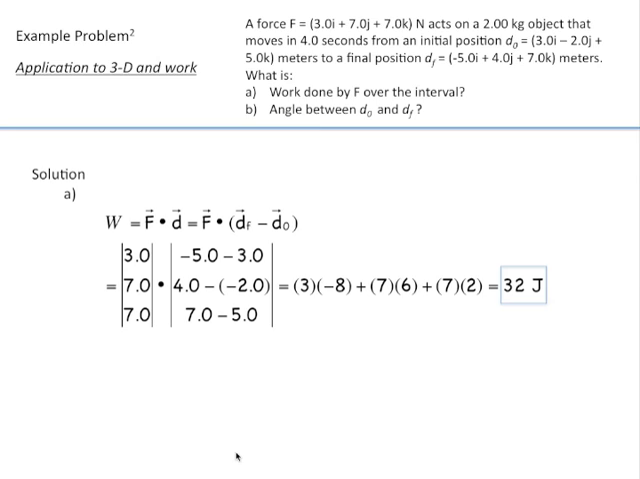Note that the displacement vector d equals d final minus d initial, or negative 5 minus 3 i meters, 4 minus 2 j meters, and 7 minus 5 k meters. Thus, the work done equals 3 times negative 8 plus 7 times 6 plus 7 times 2, which is 32 joules.